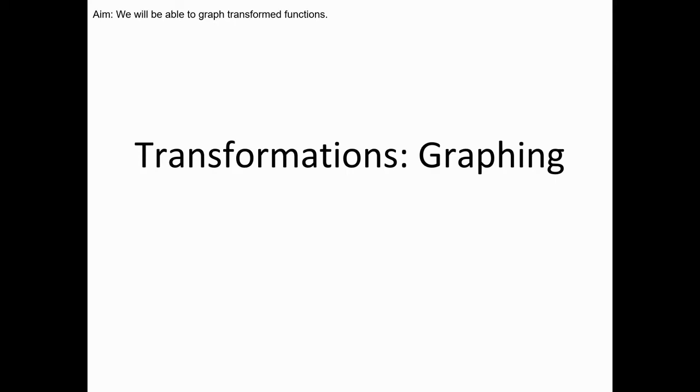And welcome back to another lesson on transformations. This is the week of transformations. Hopefully we can get a nice solid foundation for this stuff by the end of the week. And today we're focused on actually graphing these transformations.